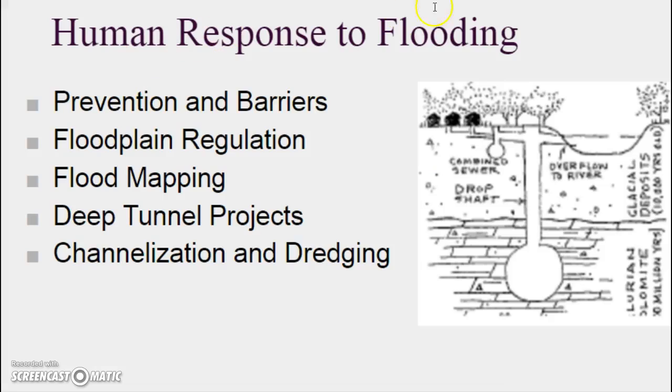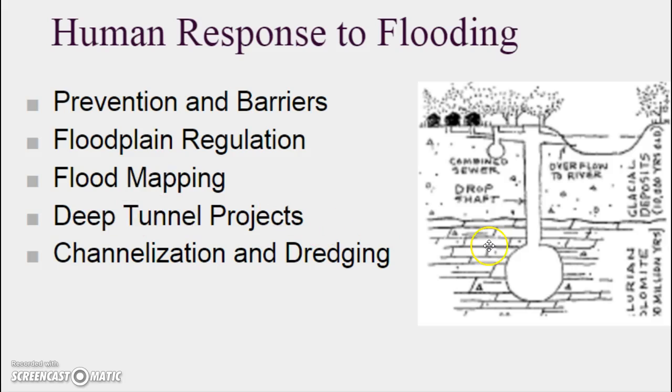So, the human response to flooding. There are prevention and barriers. We can dig out rivers so that they're deeper and can hold more water. Floodplain regulation: even here at Deerfield High School, we've modified the floodplain. We have flood mapping. We know where flooding is going to take place, so we do not build structures there.